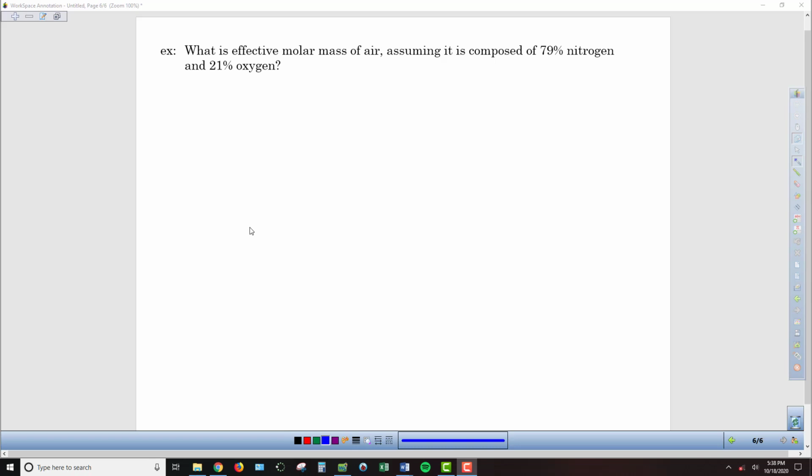Now in the last question here, we're asked to find the effective molar mass of air. Now, of course we know that there is no air molecule, but it is a necessity for us in some of our work down the road to have an estimate of what the effective molar mass of air is. And so if we consider that air is almost exclusively composed of 79% nitrogen and 21% oxygen, with just trace amounts of everything else, we can come up with a reasonable estimate of the molar mass of air.